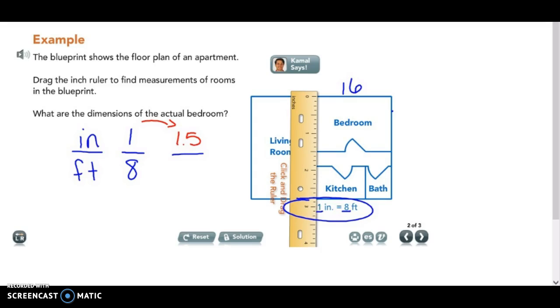So now I need to find out how am I going to get from 1 to 1.5. I'm going to multiply it by 1.5. So I'm going to multiply the bottom number by 1.5, and I'm going to get 12. So my dimensions is that it is 16 by 12.